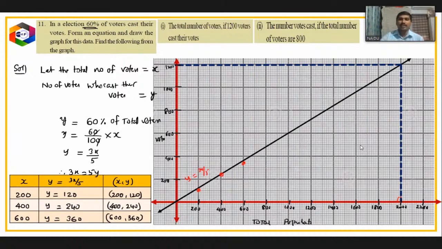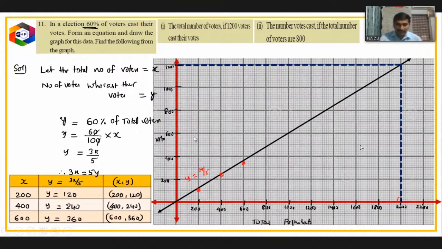So what is the second question actually? The number of voters who cast their vote if the total number of voters is 800. Total is 800 this time. How many cast their vote? That means here at 800 we have to draw a line.